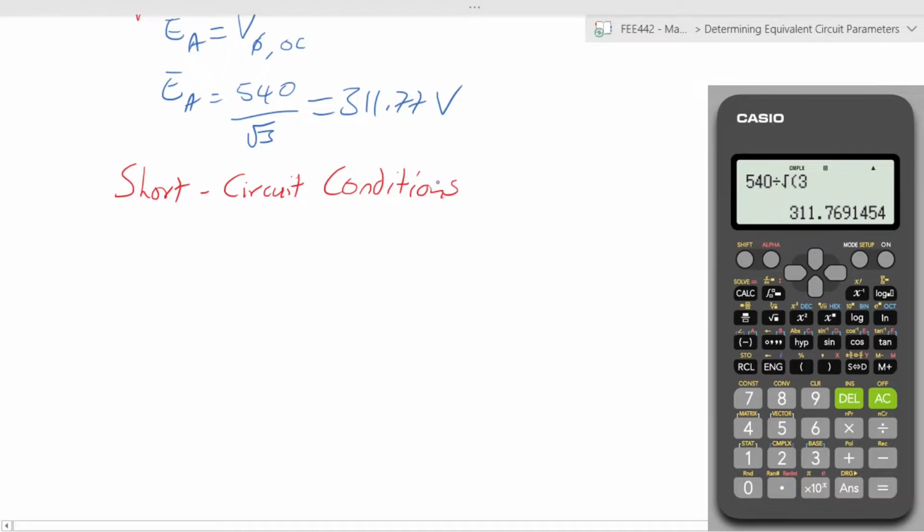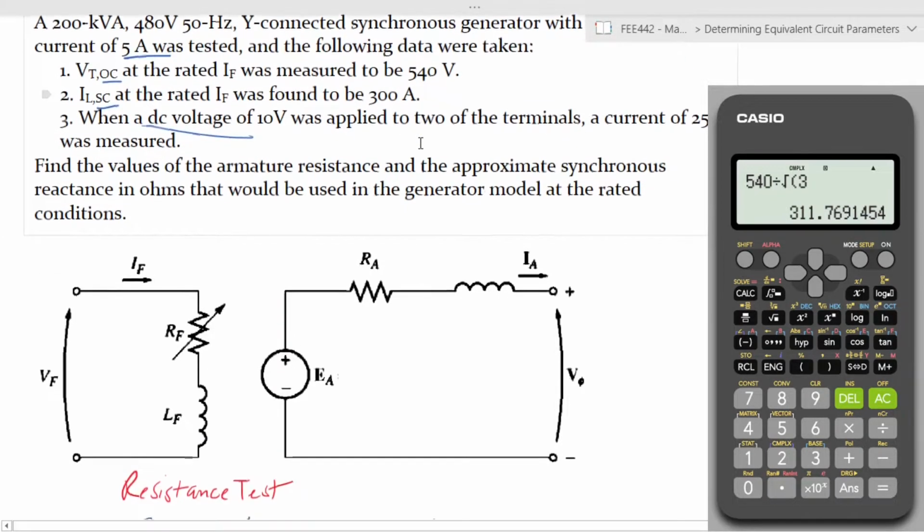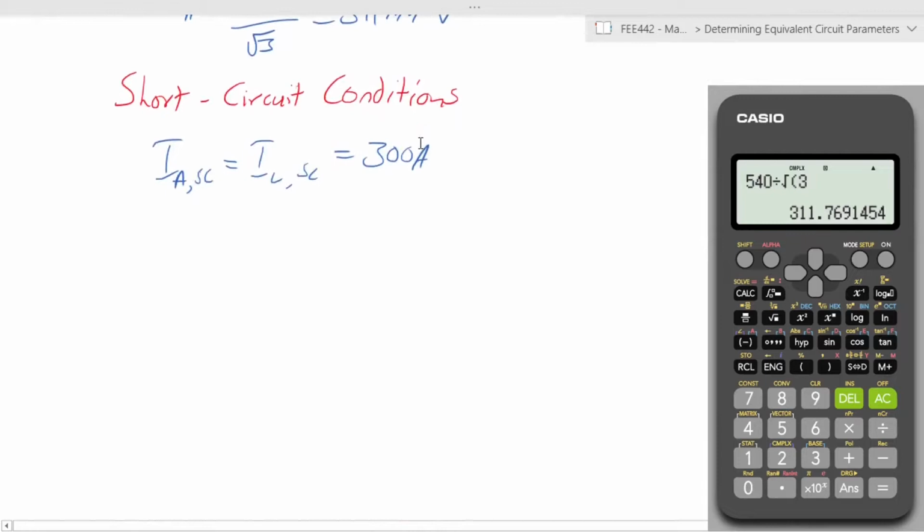Okay. Then now we look at short circuit conditions. In the short circuit condition, we can get our IA. IA, the armature current in short circuit, is the same as the load current, which is given by 300 amps, which was listed here, right? At the rated IF, we have 300 amps. So now how do we combine all those together in order to get our synchronous reactance, which is the last parameter that we are looking for?